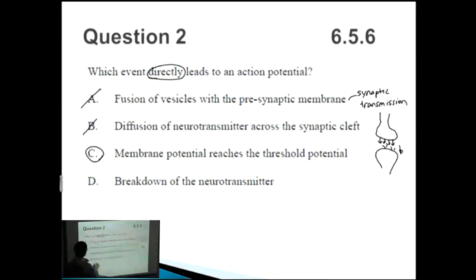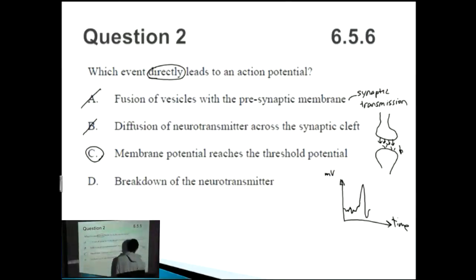But C is indeed the correct answer, because as the membrane potential reaches the threshold potential, then you have an action potential. And that is the closest one which directly precedes the action potential. So if you think about it, if you had time on the x-axis and millivolts on the y-axis, then what you'd expect is a wandering baseline, and then as it hits a certain threshold potential, it would go up and then down. So it would cause a rapid depolarization.